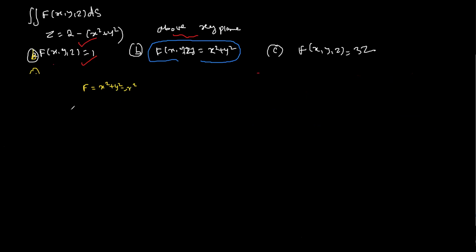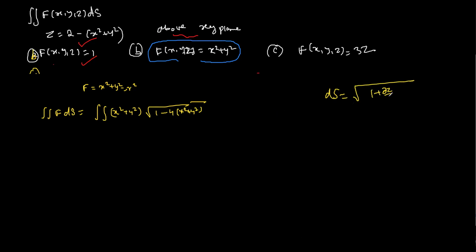So you can write r square. And the integral is what? f ds. So r square ds, where ds is root of 1 minus 4 times x square plus y square, so you can write 4r square, right? How do I get this? When you do this part, 1 plus del z by del x, del z by del y whole square.